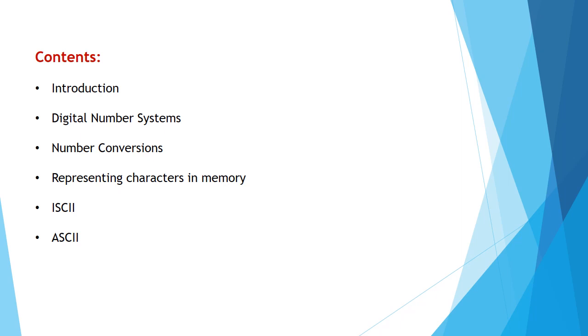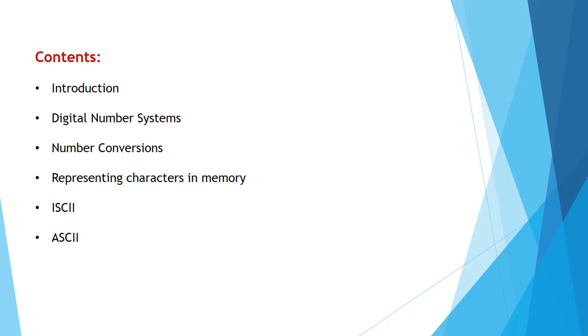Let's have a look over the contents first. We'll have an introduction of the chapter first, that is, what this chapter is about and what are the things which you have to study in this chapter, a small version of that. Then second will be the digital number systems. In this we will understand what are the different digital number systems on which our computer systems are currently working. Third will be the number conversions, that is, to convert one form of number system into another number system.